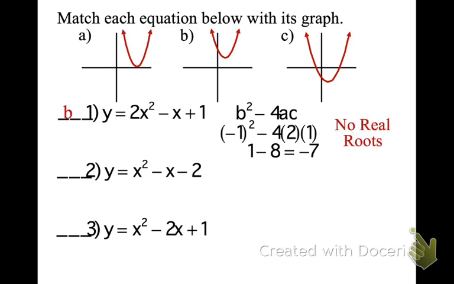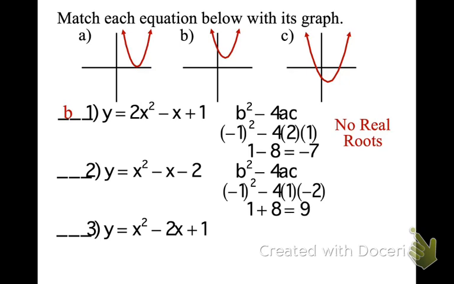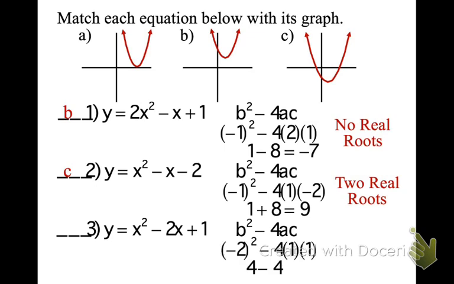Number 2, I'm doing b squared minus 4ac, and it ends up being 1 plus 8. This is a number greater than 0, so this means two real roots, and so that would be graph C. And then the last one is b squared minus 4ac. When I substitute in, it equals 0, so that would have to be A.